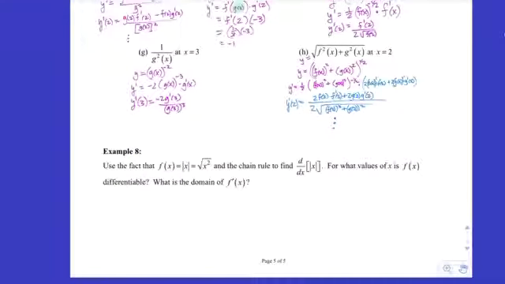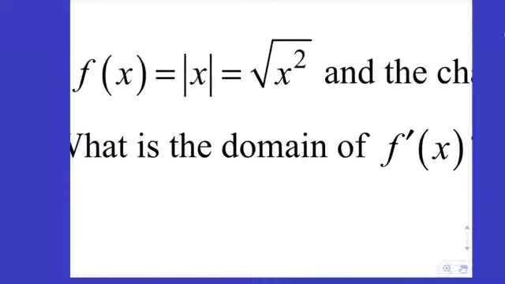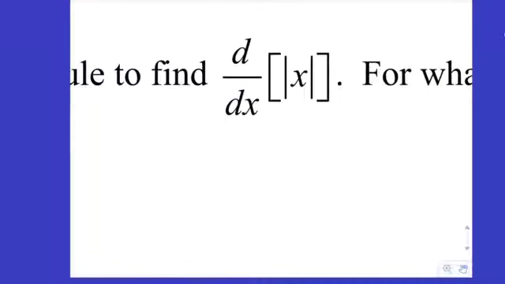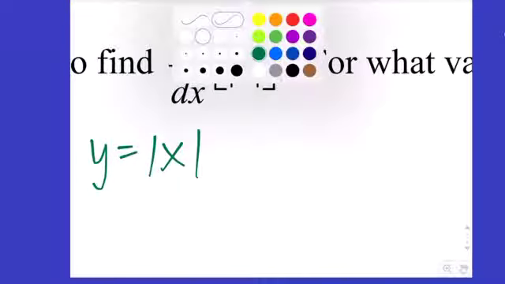Okay, then that brings us to the last one here. It says, use the fact that the absolute value of x is the same as the square root of x squared. It's an identity. And the chain rule to determine the derivative of the absolute value of x. All right? So let's go ahead and elevate him to noun status from verb status. Y equals the absolute value of x. We know what that graph looks like, yeah?